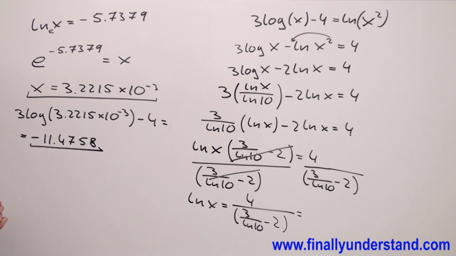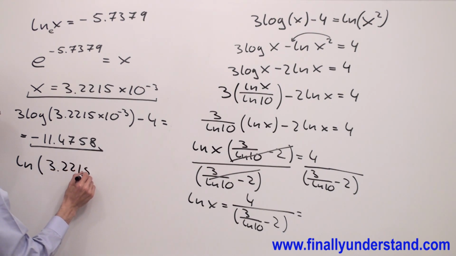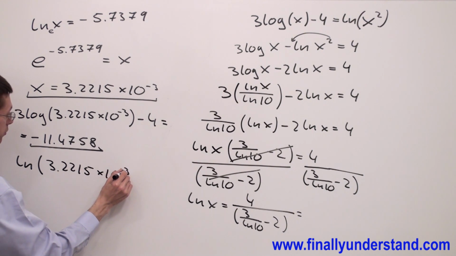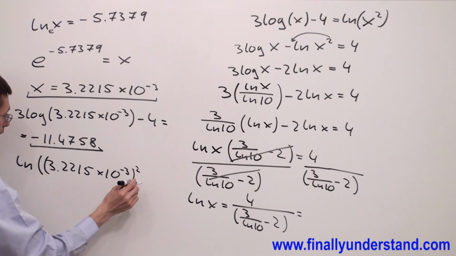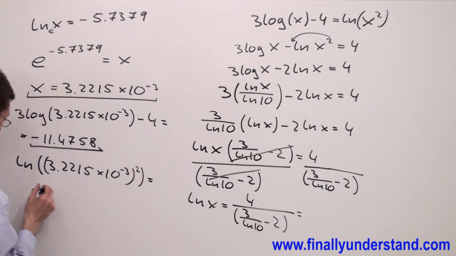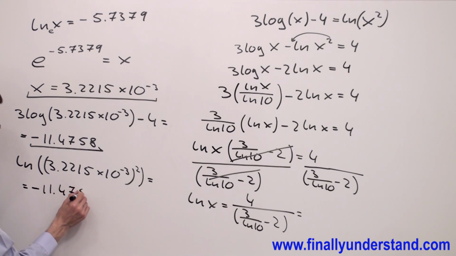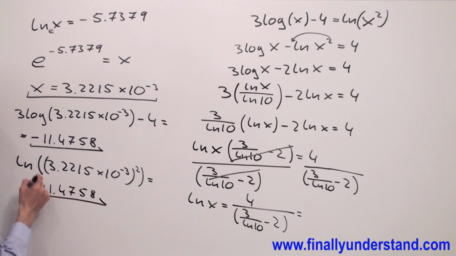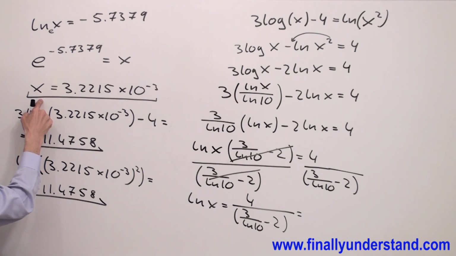If you want to check the right side, simply instead of x, type this value and you are going to have ln, open parenthesis, 3.2215 times 10 to negative 3, squared, and your calculator is supposed to show you the same value, negative 11.4758. As you can see, the left side is equal to the right side. That's why this is the proper answer to our problem.